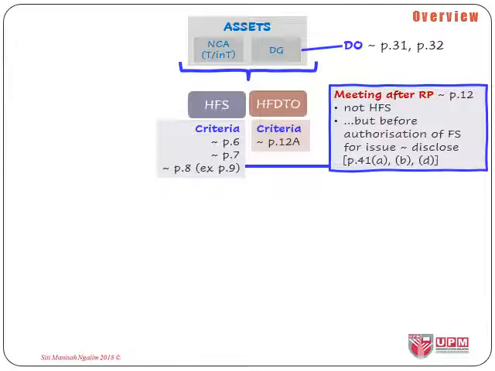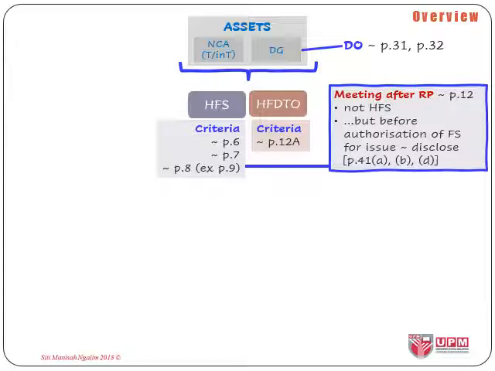For held for distribution to owner, instead of selling the assets to external parties, these assets are transferred to the owner of the company. Regardless, both ways the assets will no longer be in the company. The criteria that must be fulfilled for these assets to be classified under held for distribution to owner are stated in paragraph 12A, which you will see later is more or less the same as the requirements for held for sale in paragraph 7 to 9.